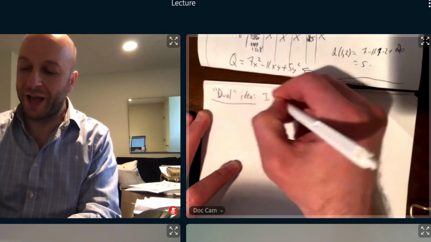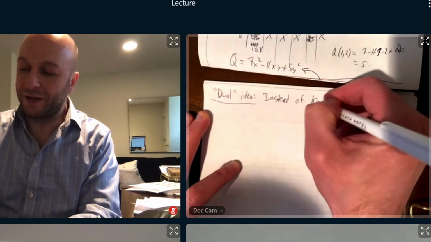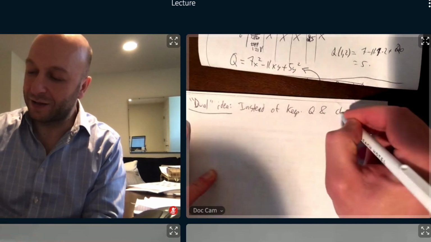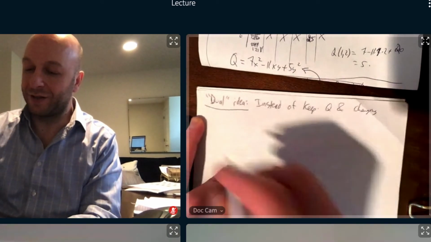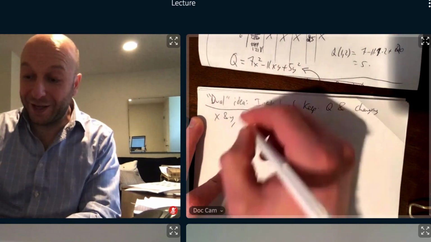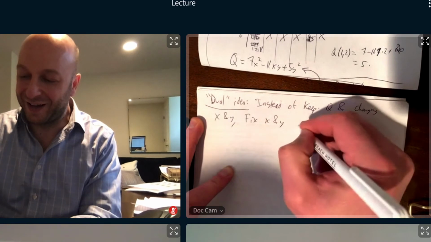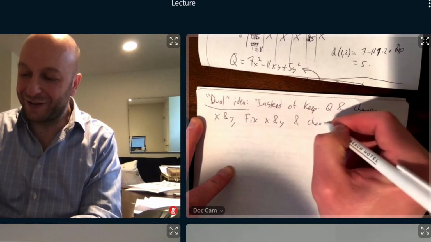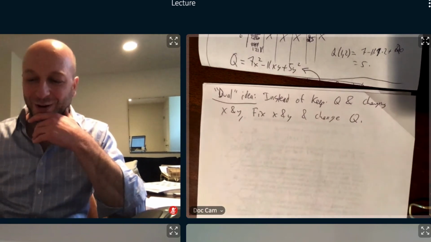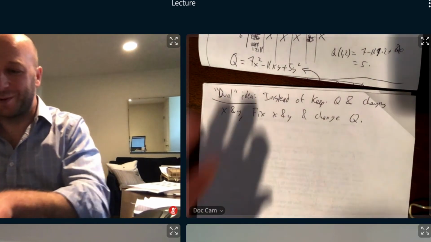Instead of keeping q and changing x and y, fix x and y, and change q. What in the world do I mean by this?